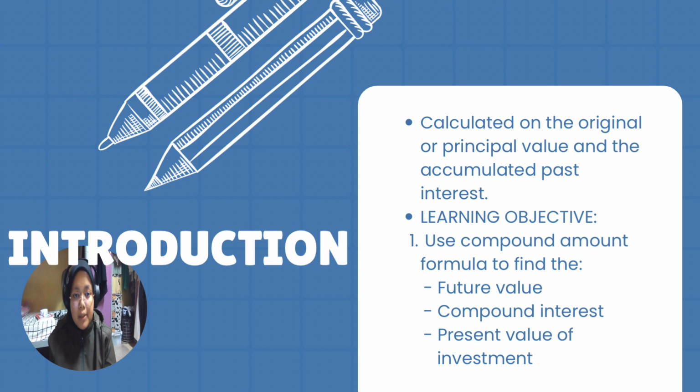So what is compound interest? Compound interest is calculated on the original or principal value and the accumulated past interest. For example, if you borrow some money from a bank, of course you will have to pay for the interest. If you want to know how much interest you will earn on your investment or how much money you will pay above the cost of the principal amount of the loan, you need to understand how compound interest works. So in this topic, we will learn how to use the compound amount formula to find the future value, compound interest, and present value of investment.